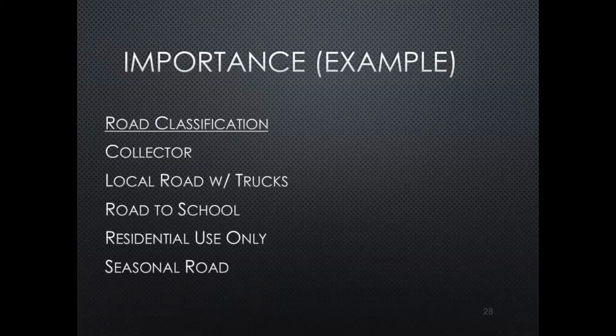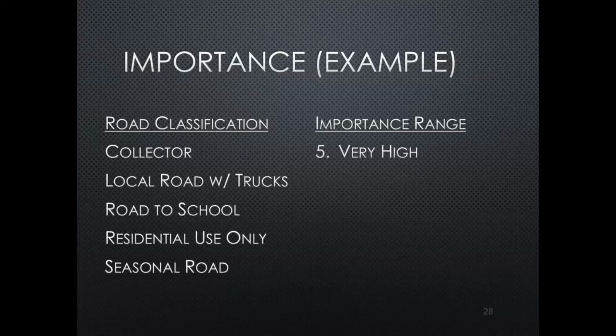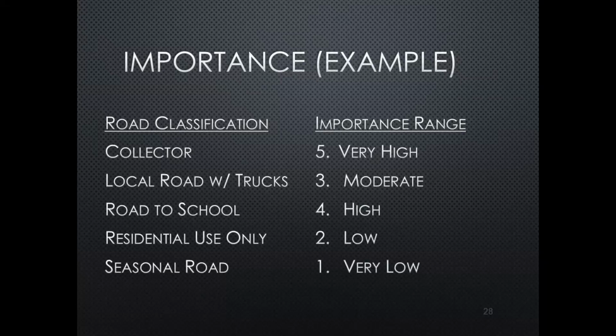With the importance, again, you're using your road classifications as we go. And then the importance range, again, what's important to the community to move around. You've got your collector roads, they're going to be very high. Local roads with trucks aren't going to be as important because, again, they're local roads. They're not going to be as critical to the entire community. But the road to school is going to be much higher. And then residential and seasonal. Again, these numbers that we're seeing next to the very high, the moderate, the high, the low, the very low, these numbers are going to be used within the calculation of our formula that I will be showing you here in a little while.